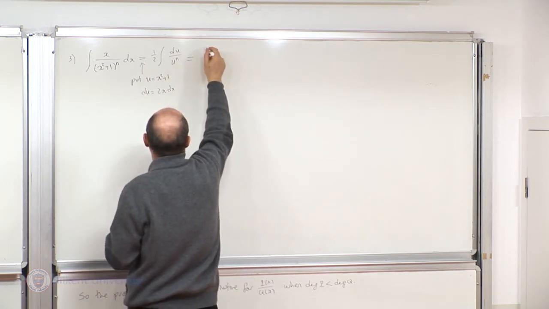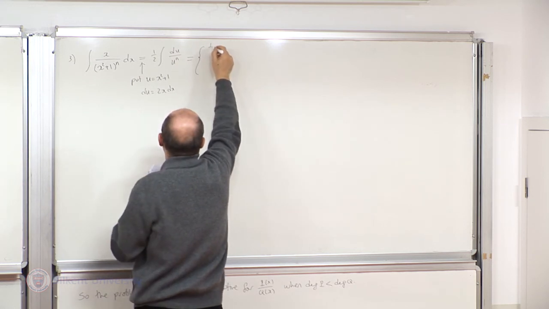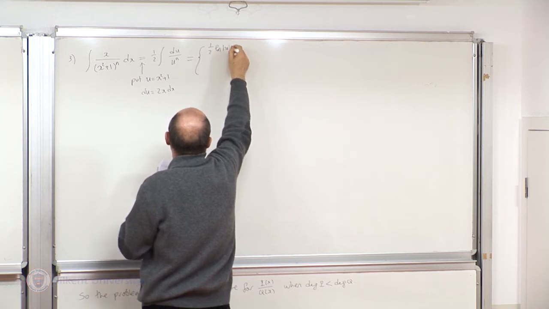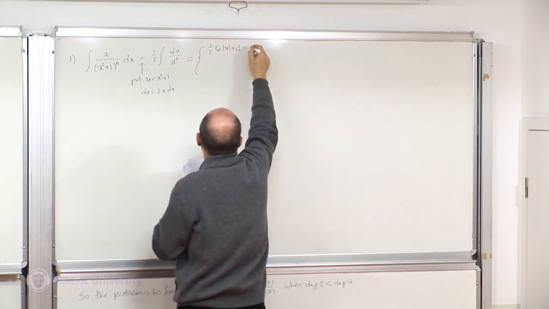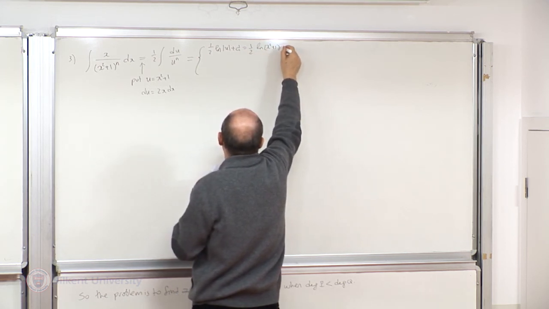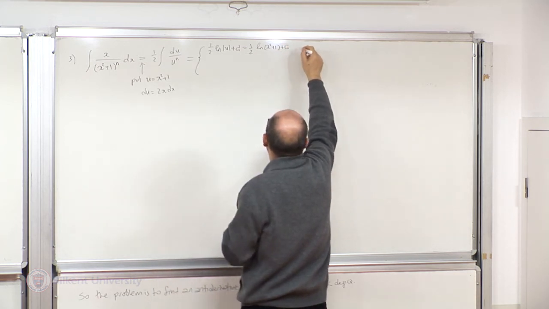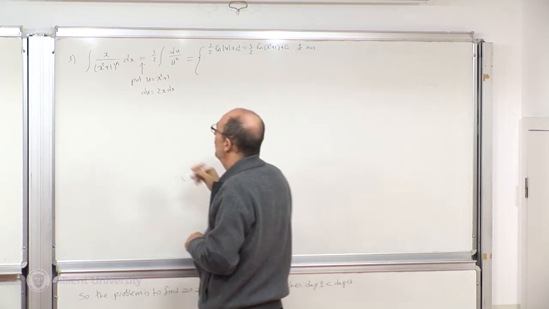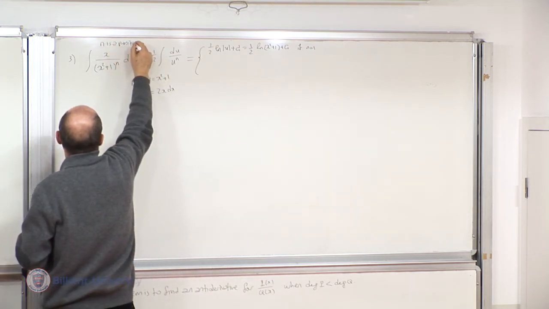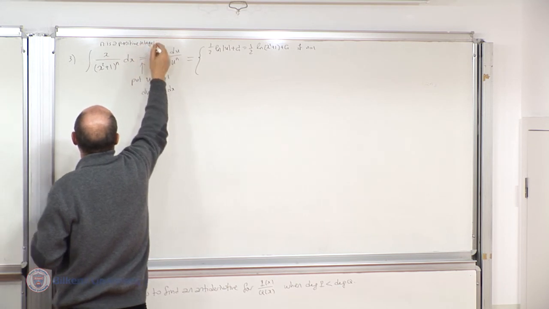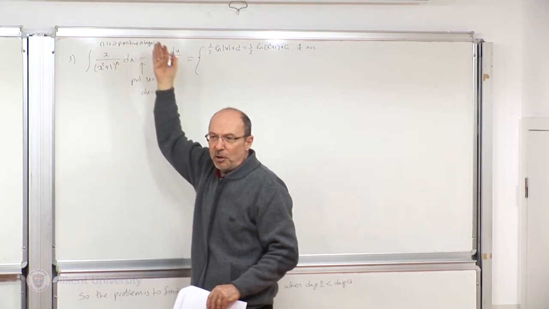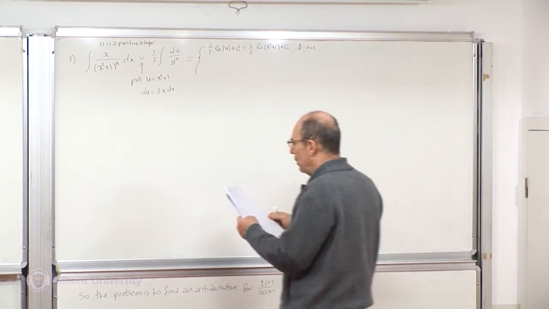So this thing is equal to, if n is equal to 1, we get a logarithm, 1 over 2 ln of the absolute value of u plus c, which is equal to 1 over 2 ln(x squared plus 1) plus c if n equals 1. Here n is a positive integer. If n is 0, you are just integrating x. If n is negative, you are integrating a polynomial, so we are not interested in that.